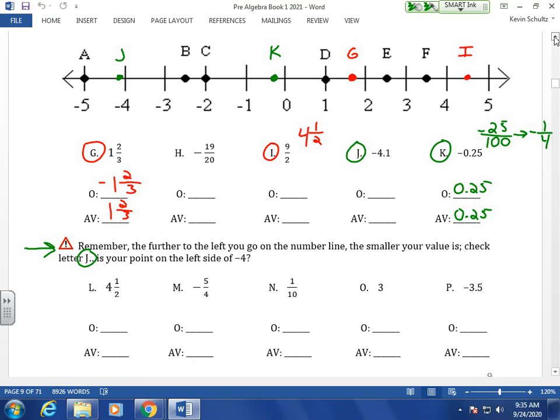Yes, everything G through P, you need to plot. You might want to start writing your points down below the number line if you run out of space or it gets too crowded up above. That's perfectly fine. But yes, G through P need to be plotted, the opposite written, and the absolute value written.